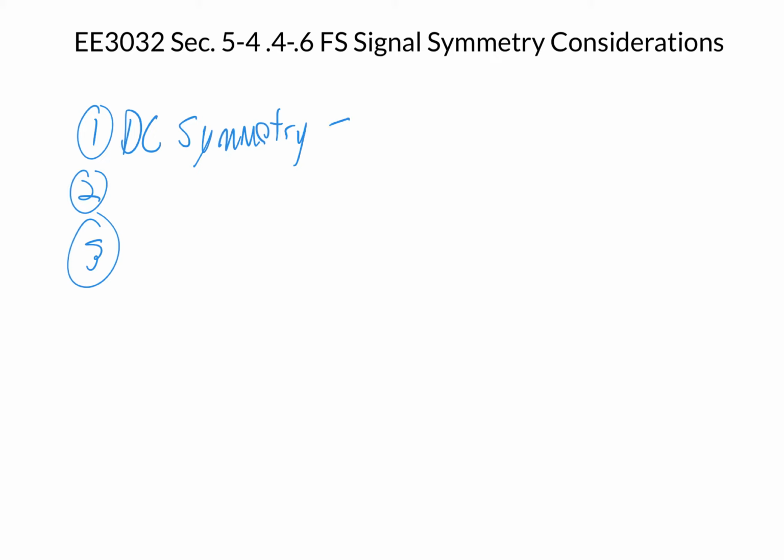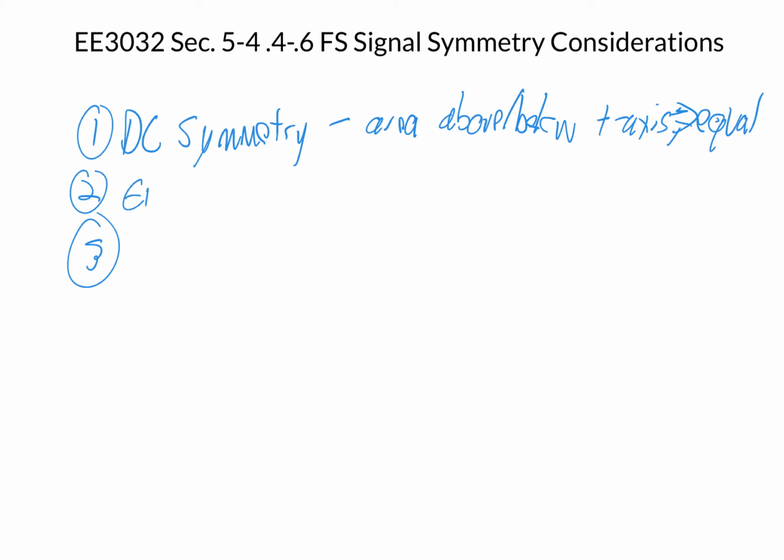This means that the area above and below the time axis are equal. So the DC component vanishes. The other type is even symmetry. And finally, we have odd symmetry.